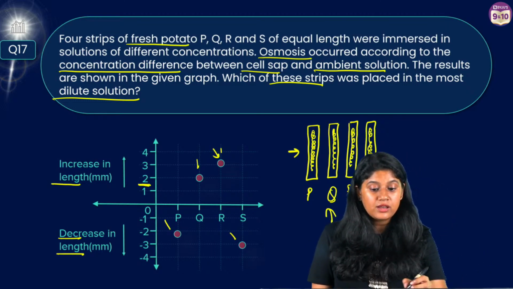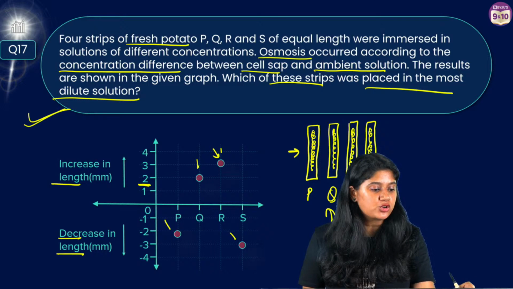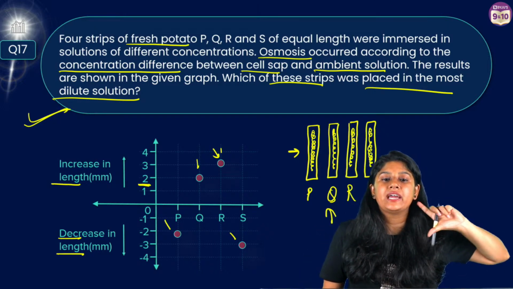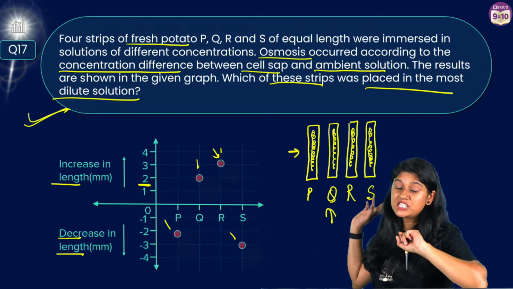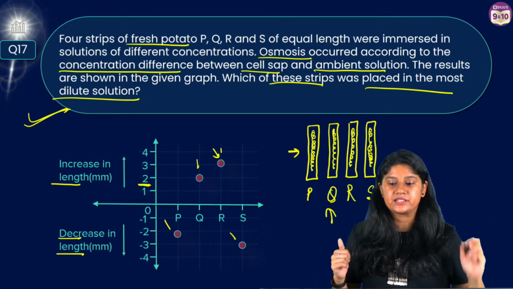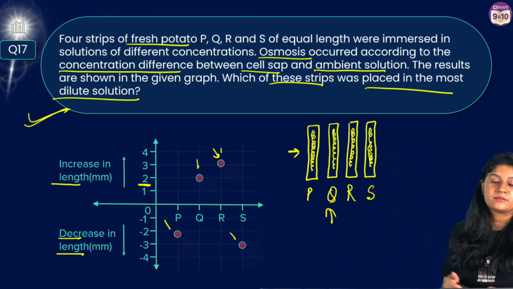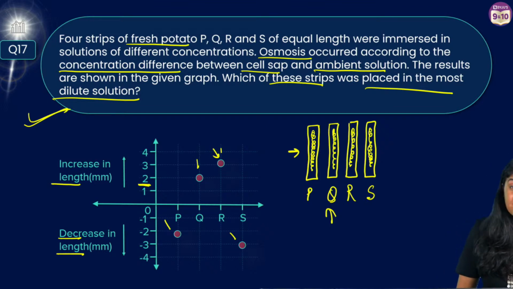So, we have to pick one. Which among these has been placed in the most dilute solution? Whose height has increased the most? Tell me quickly. Which of these potato strips has increased in height? Easy peasy. Look at this. It's a difficult question, everyone.